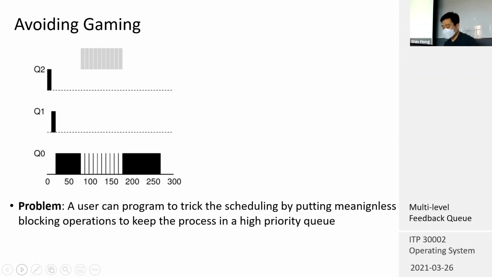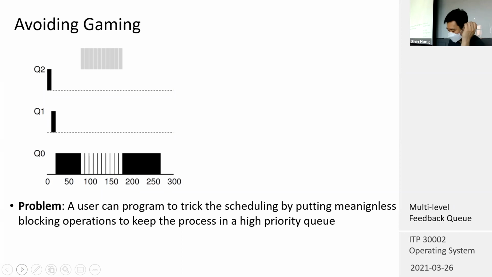Another vulnerability is gaming. Gaming means that some agent can cheat the system by understanding each possible reaction. This is called gaming. For example, maybe a user adversarially writes a program to make some meaningless I/O in order to keep the process at a high priority. And this is not good. If the system just allows this type of thing, it will be not good at all.